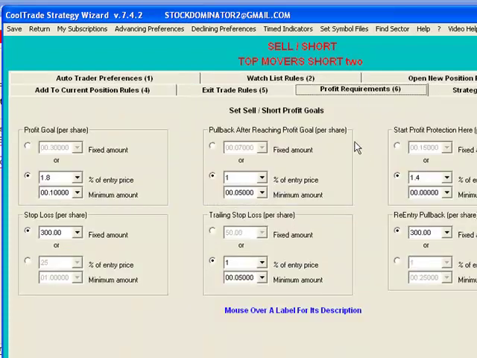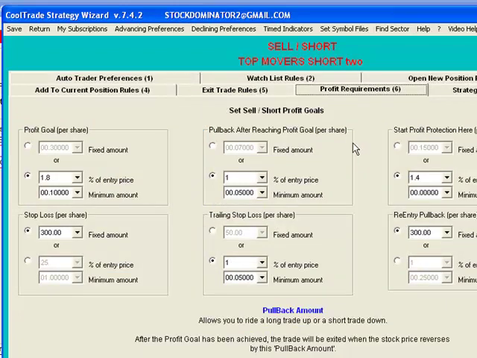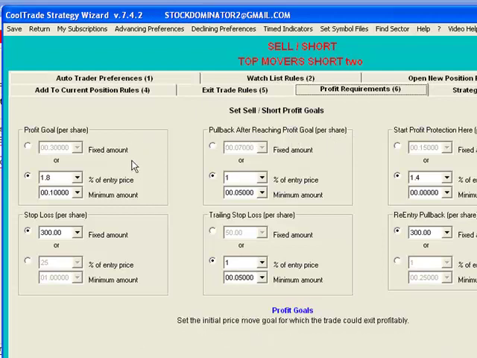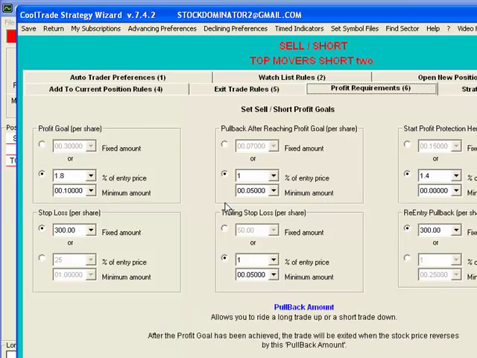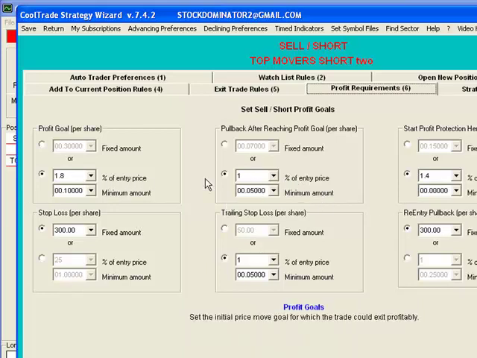And here we go, the profit requirements. This is one of the best features of CoolTrade. Unlike a traditional broker where you'll place a limit order, say a stock is at $42, and you say, okay, I'll buy the stock if the price drops to $40, and then I'll sell it if it goes up to 44, CoolTrade just looks at the entire market, or whatever subsectors you want based on that watch list, as I showed you guys. It buys stocks, and then it trades based on these numbers here.